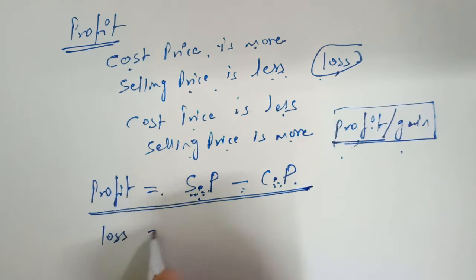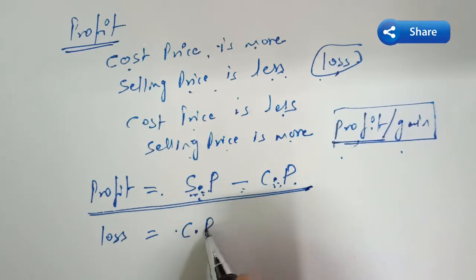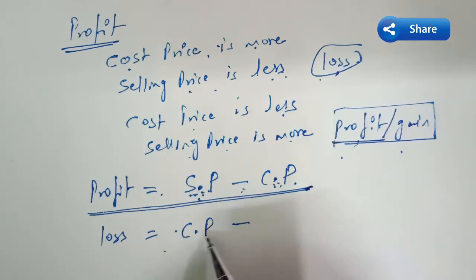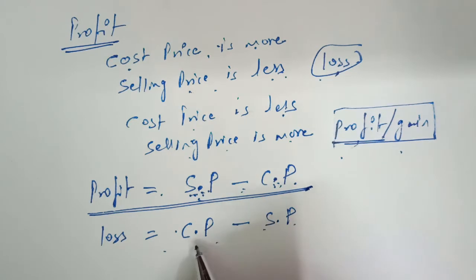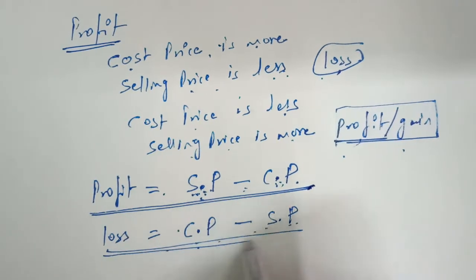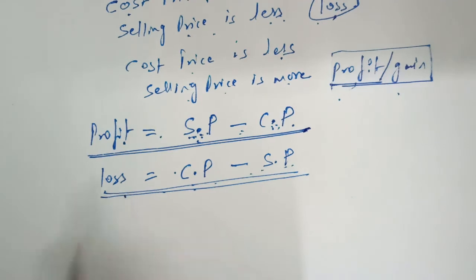And if you have to find loss, in case of loss, cost price will be more. So for finding loss, we have to use the relation CP minus SP, cost price minus selling price. So by using these two relations, you can find the profit or loss.